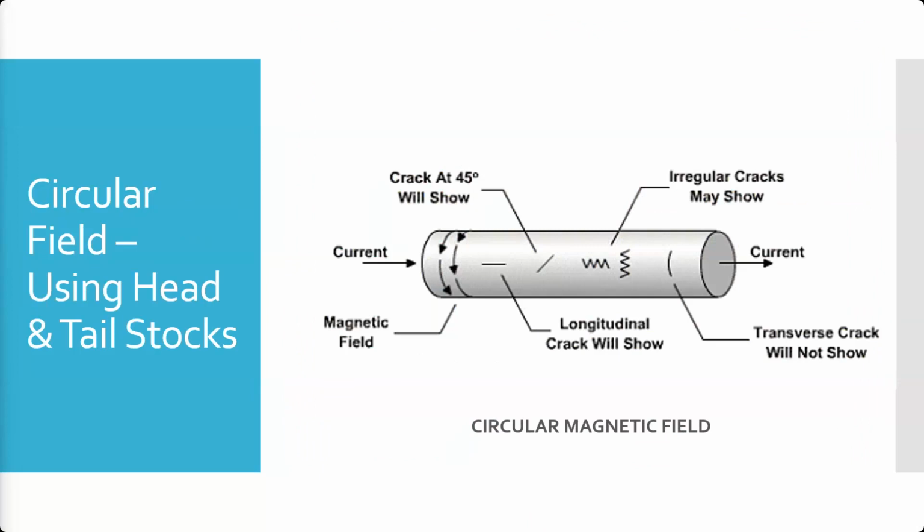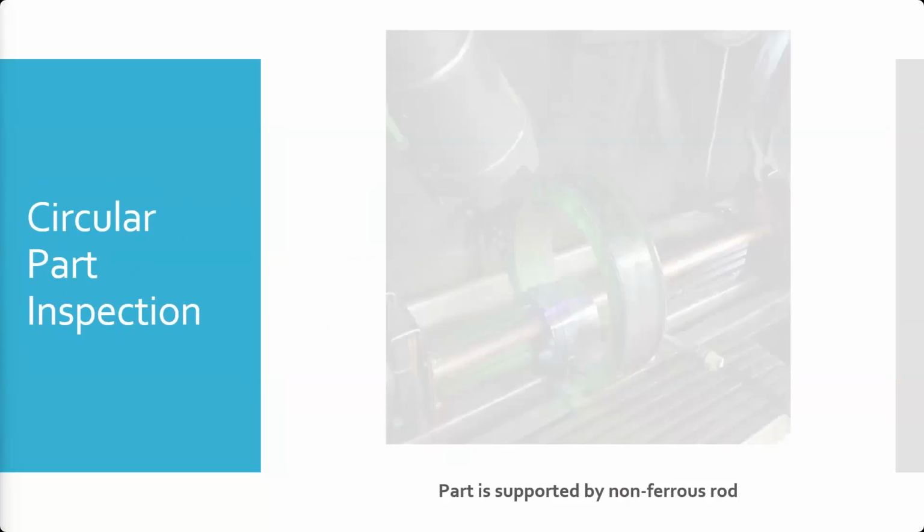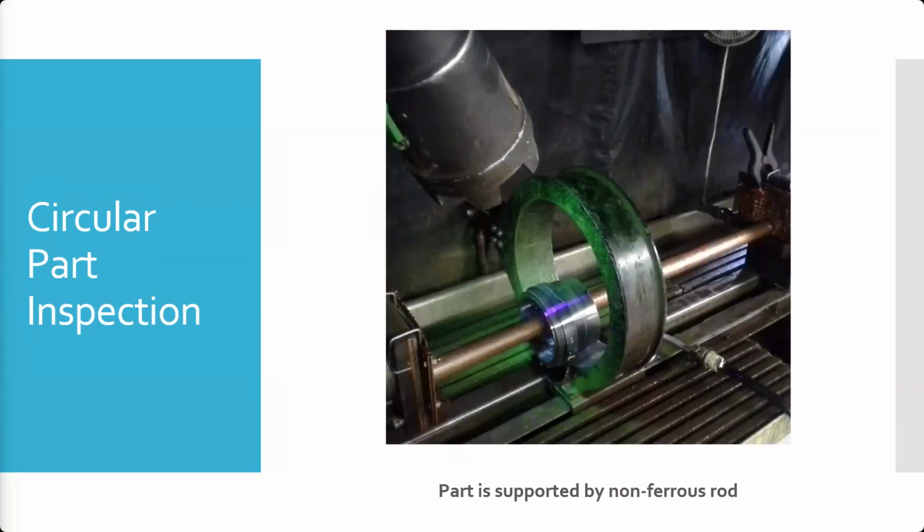Now, these work well as long as our part is fairly linear and can be clamped in those head and tail stocks. But there are cases where we need to test circular parts or smaller parts that maybe have an opening in them of some kind. And so we have another method we can do, that we'll call the circular part method, but it's using a non-ferrous rod to support our part.